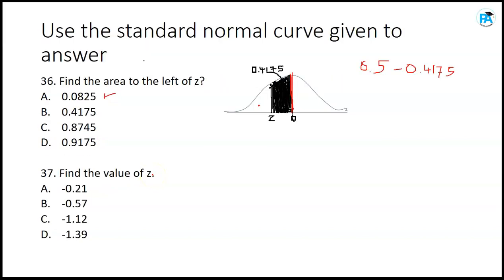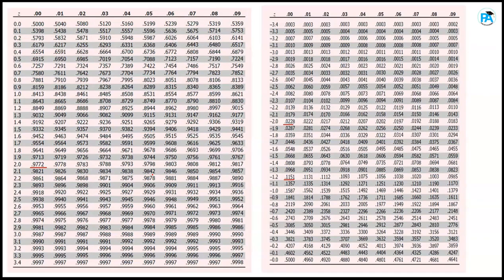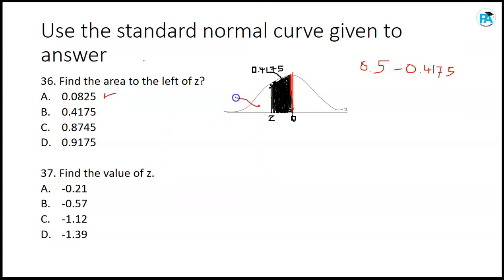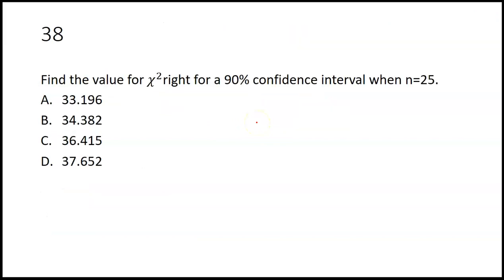Then the question says find the value of Z. To get the value of Z, you go to the Z table. Now you know this place to be 0.0825, isn't it? Your Z is at the negative side. Since Z is located at the left of 0, it will be a negative answer. So you can go and check it on a negative table. Since we use this to find this side, if you know this area, you can use it to find Z as well. So you have to go and check 0.0825 on the negative Z table.